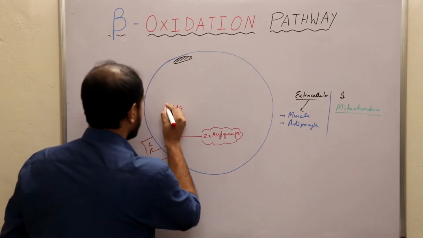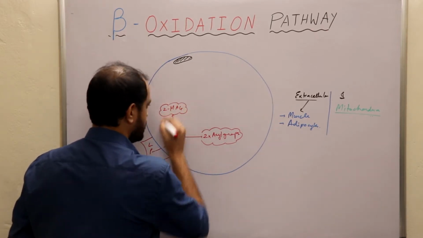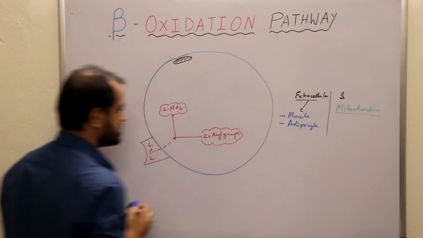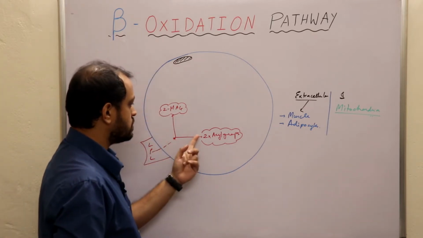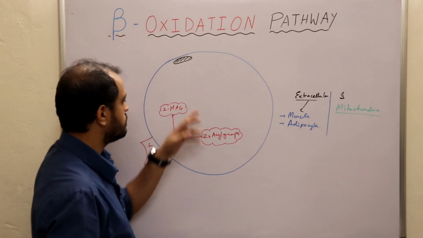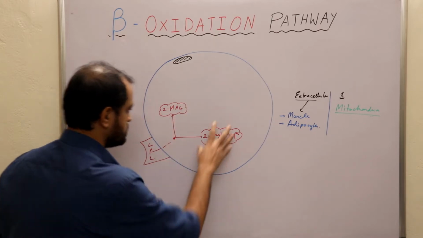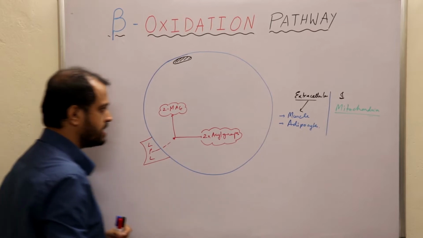So now these two acyl groups, we will use these two acyl groups for beta oxidation, and from that we will get ATP.